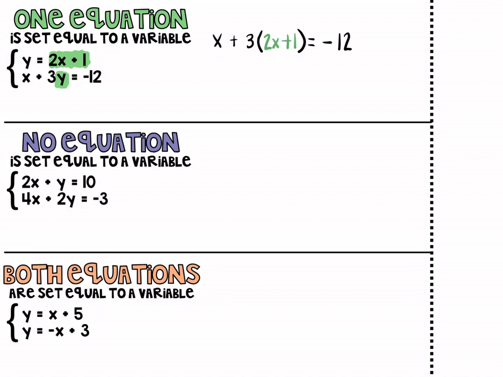3 times 2x plus 1 equals negative 12. So essentially, instead of 3y, we're taking what y was equal to and replacing it with that, okay? That's the principle of substitution, okay? That is literally all you have to do for substitution. And once we get here, then now we solve for x, okay? Now we're not actually going to do that for this one, but we'll do it inside the foldable.